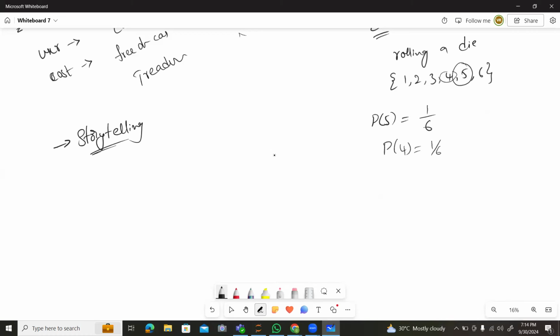For example, if I have many graphs like this, I need to explain each and every graph to the client: what exactly is present in the data, how the data is working, and what the inputs are in the data. We need to explain each and everything to the client.